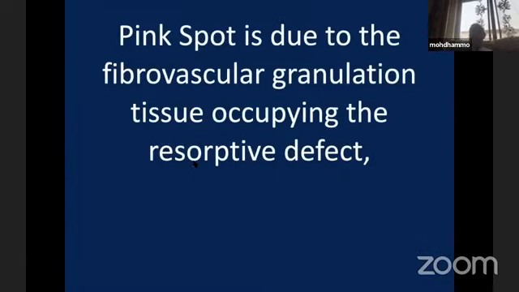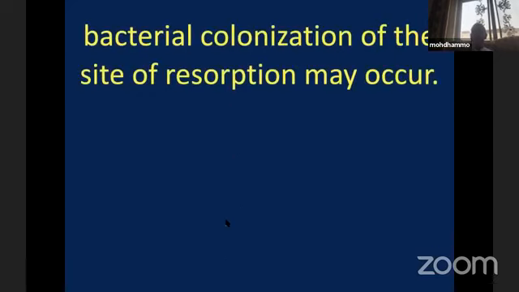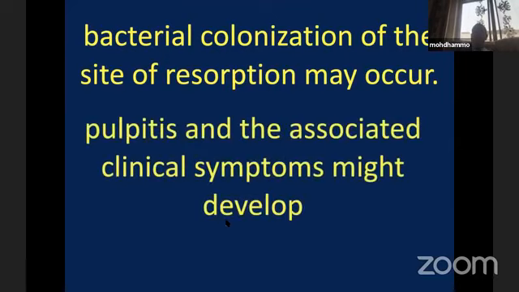And why does the pink spot occur? The pink spot is due to the fibrovascular granulation tissue occupying the resorptive defect. So the cervical resorption is asymptomatic. And once bacterial colonization of the site of resorption occurs, what will happen? Now the patient might feel the symptoms of pulpitis: sharp, severe, continuous pain. This stage occurs after the colonization of the bacteria.